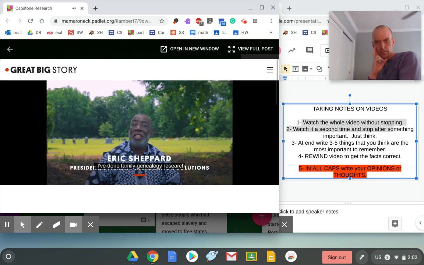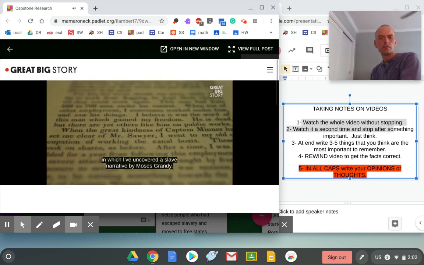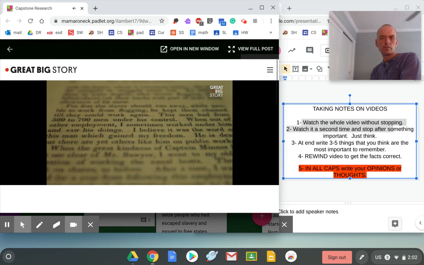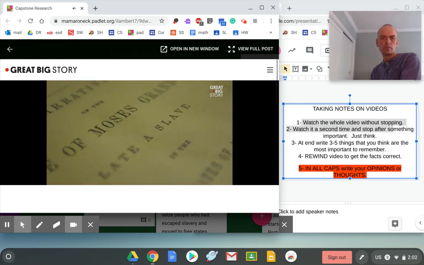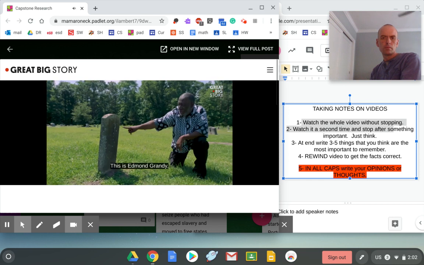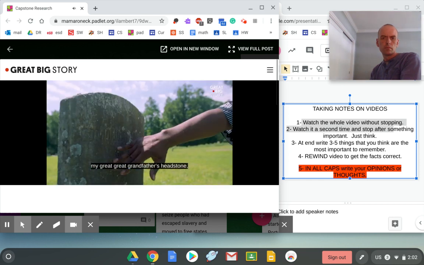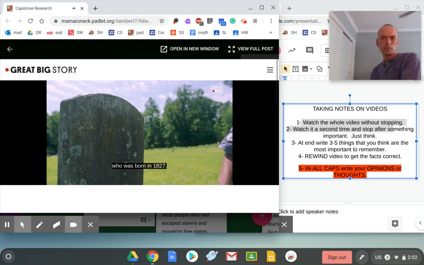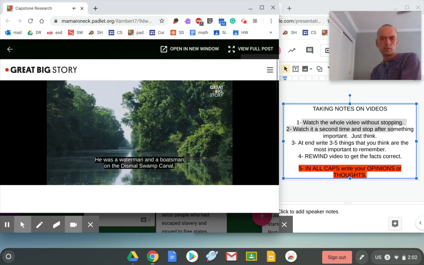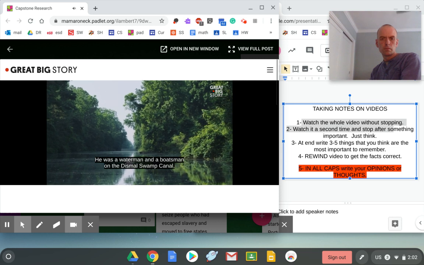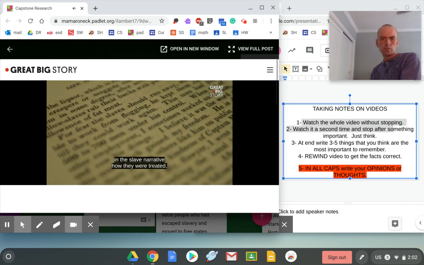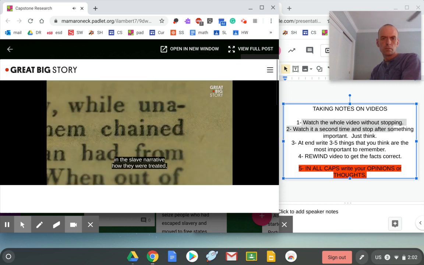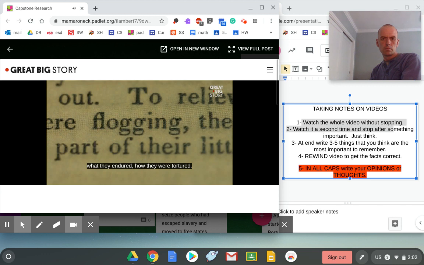I've done family genealogy research in which I've uncovered a slave narrative by Moses Grandy, who I believe is my great-great-grandfather's uncle. This Edmund Grandy, my great-great-grandfather's headstone, who was born in 1827. He was a waterman and a boatsman on the Dismal Swamp Canal, which was being hand-dug. And he describes very vividly in the slave narrative how they were treated, what they endured, how they were tortured.